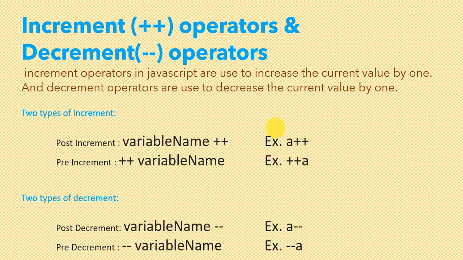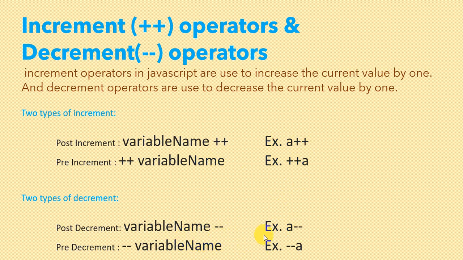Before moving further, I just want to show you what is exactly happening between pre and post increment or decrement. Once you get the answer of increment pre and increment post, then it is very easy for decrement, just opposite, it will decrease the value by 1.